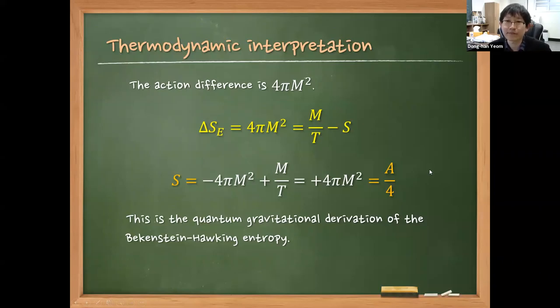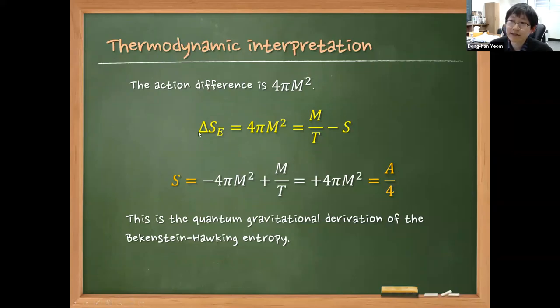So by this way, the important thing is formally, you need one step more. So the action difference is not the same as the entropy, but eventually you could obtain the Bekenstein-Hawking entropy from the Euclidean action integration. So this is the quantum gravitational derivation of the Bekenstein-Hawking entropy following the Euclidean path integral approach. So we could obtain a over 4 formula.